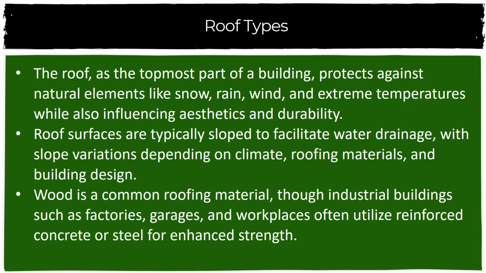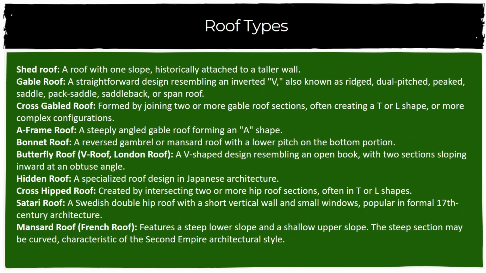Roof types. The roof, as the topmost part of a building, protects against natural elements like snow, rain, wind, and extreme temperatures while also influencing aesthetics and durability. Roof surfaces are typically sloped to facilitate water drainage, with slope variations depending on climate, roofing materials, and building design. Wood is a common roofing material, though industrial buildings such as factories, garages, and workplaces often utilize reinforced concrete or steel for enhanced strength. Shed roof: a roof with one slope, historically attached to a taller wall.